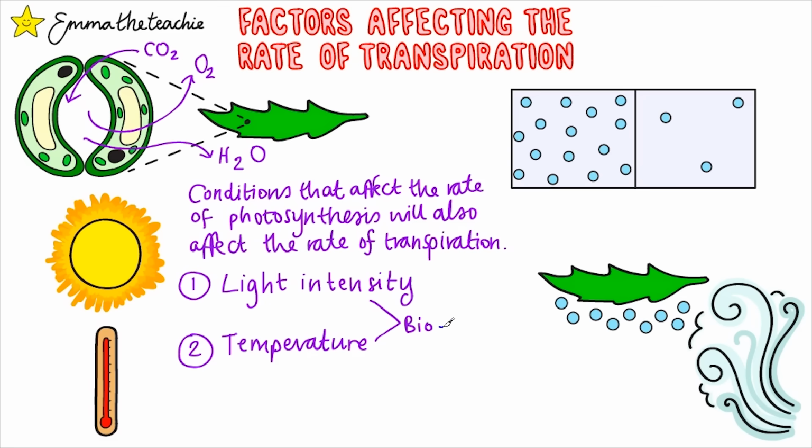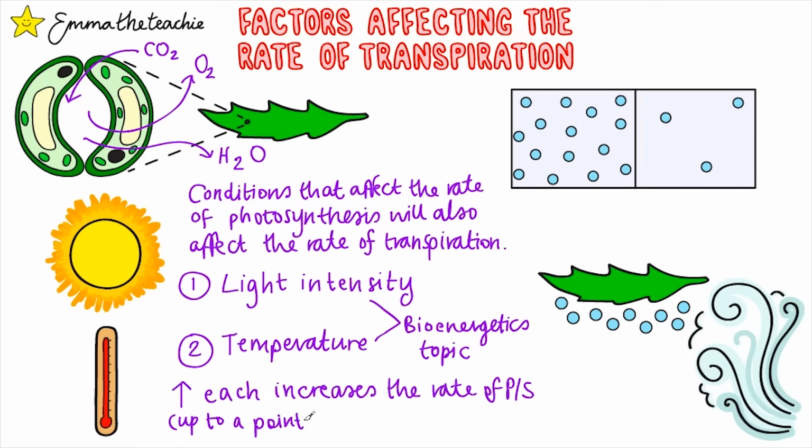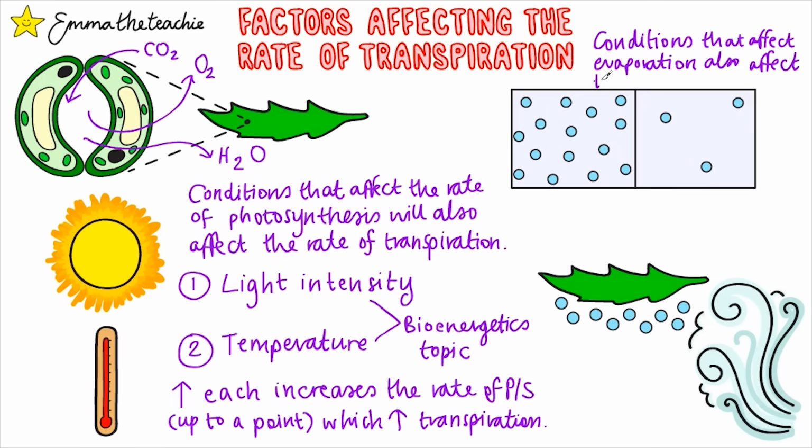You'll learn how these affect the rate of photosynthesis in the bioenergetics topic, but for now, you need to know that increasing each of these increases the rate of photosynthesis up to a point, which therefore increases the rate of transpiration. Temperature also gives the water vapor molecules more energy, so they're able to move around more rapidly, resulting in faster diffusion. And when there's faster diffusion, there's a faster rate of transpiration. Conditions that affect evaporation also affect the rate of transpiration, as it's the evaporation of water from the cells inside the leaf that results in transpiration.